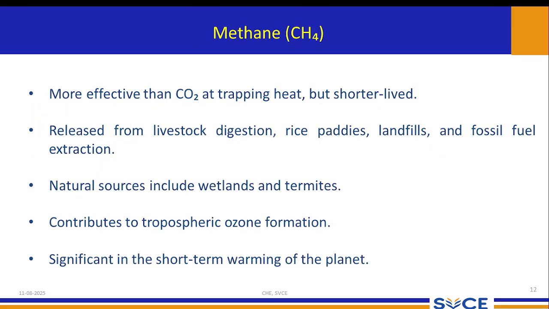Methane and nitrous oxide are both harmful, with a more concentrated effect compared to the carbon dioxide that we have seen in the previous lecture. They are more effective than carbon dioxide at trapping heat, but shorter lived. They are released from livestock digestion, rice paddies, landfills, and fossil fuel extraction. Natural sources include wetlands and termites. They contribute to tropospheric ozone formation, significant in the short-term warming of the planet.